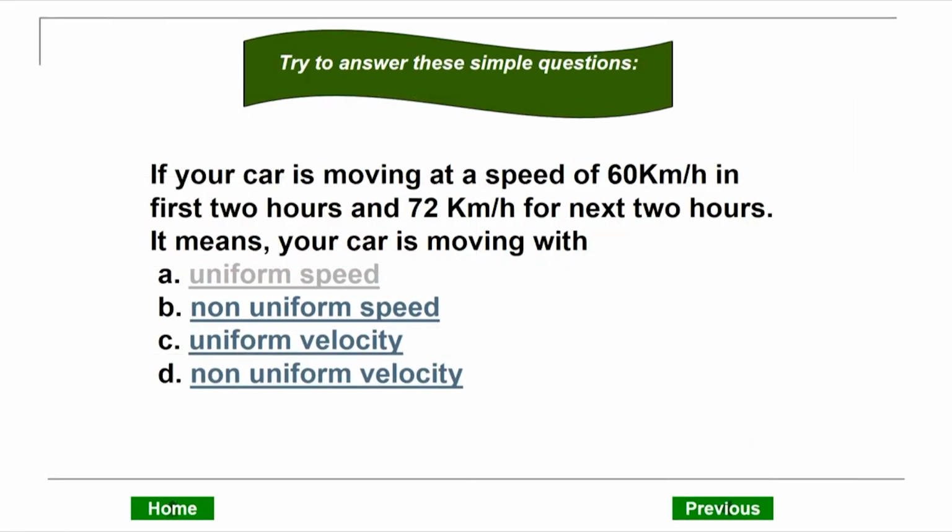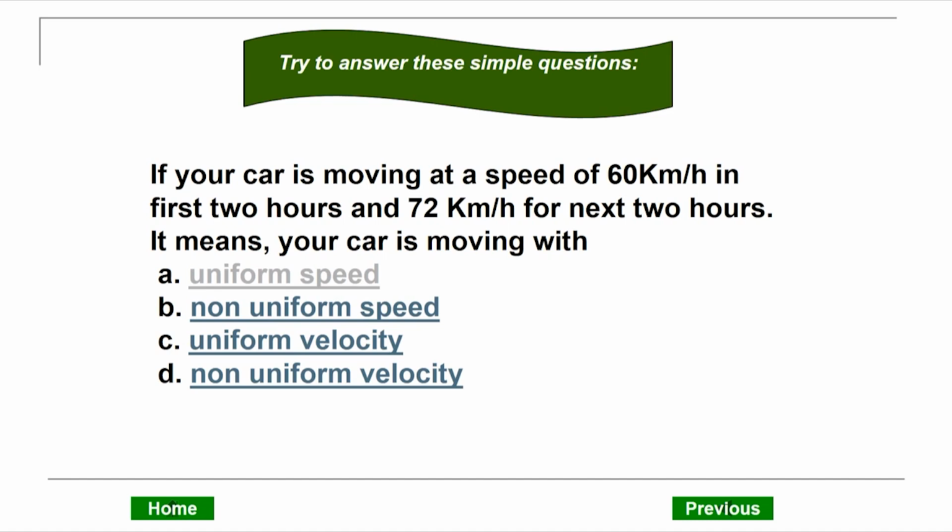Now, in this slide, we want to test the prerequisites possessed by the learner. So, some questions are given. For example, if your car is moving at a speed of 60 km per hour in first 2 hours and 72 km per hour for next 2 hours, it means your car is moving with. Now, there are four options and the student will select one of these four options.